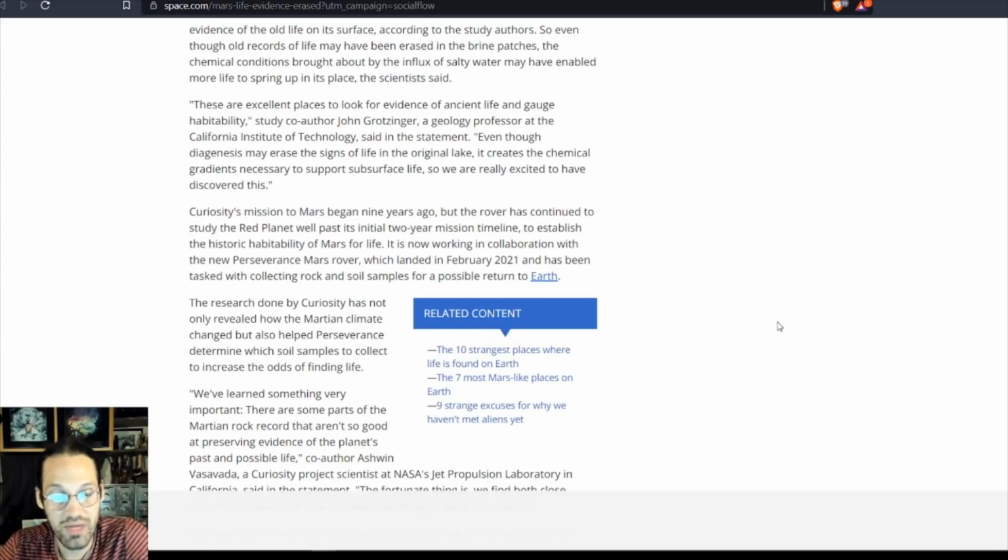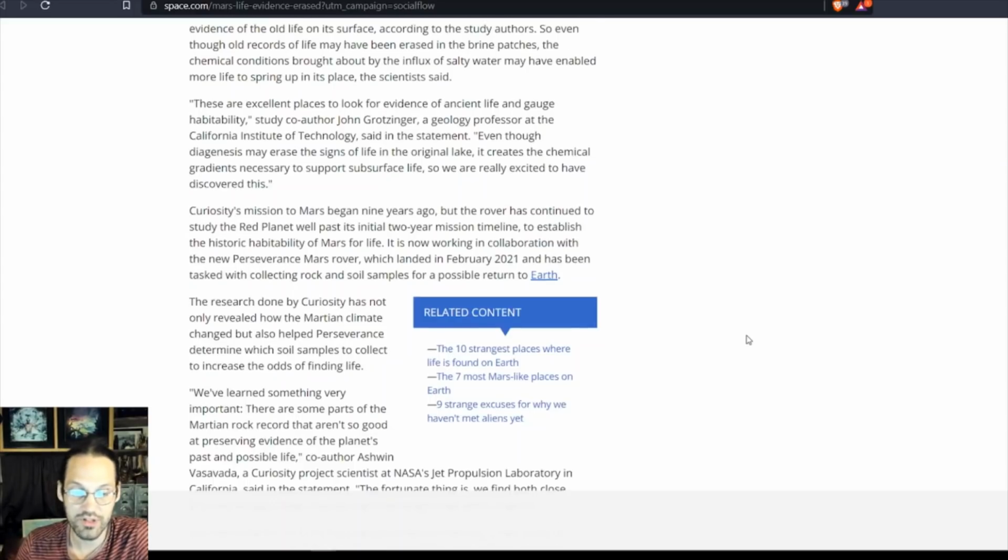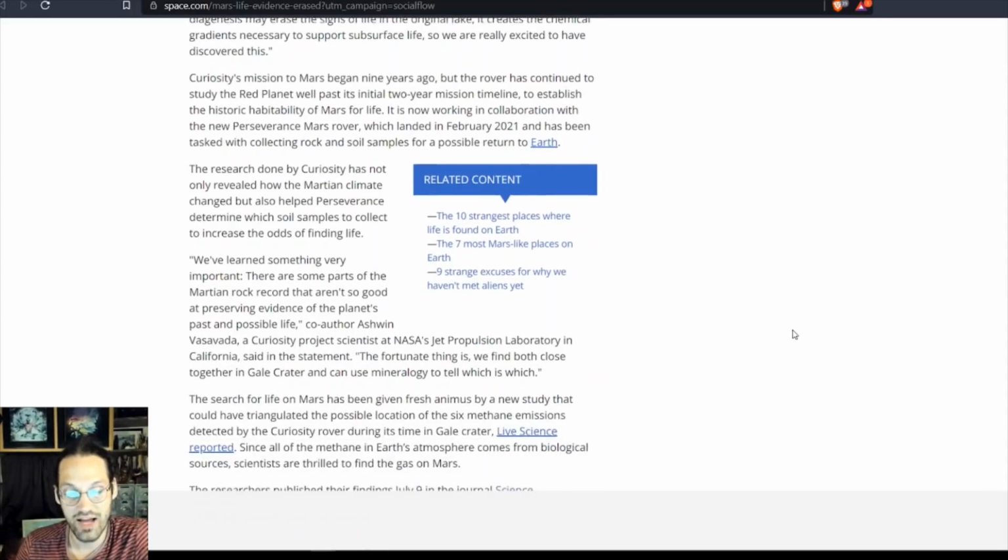Curiosity's mission to Mars began 9 years ago, but the rover has continued to study the red planet well past its initial 2-year mission timeline to establish the historic habitability of Mars for life. It is now working in collaboration with the new Perseverance Mars rover, which landed in February 2021 and has been tasked with collecting rock and soil samples for a possible return to Earth. The research done by Curiosity has not only revealed how the Martian climate changed, but also helped Perseverance determine which soil samples to collect to increase the odds of finding life.